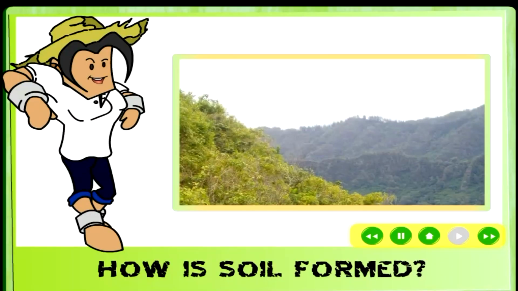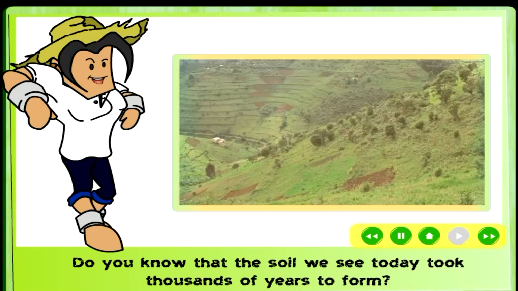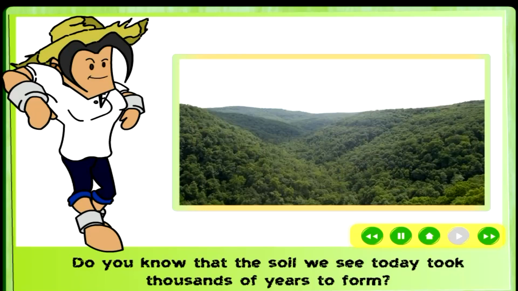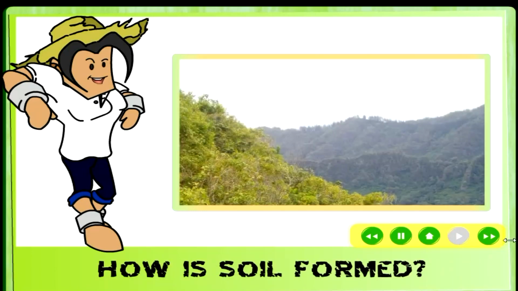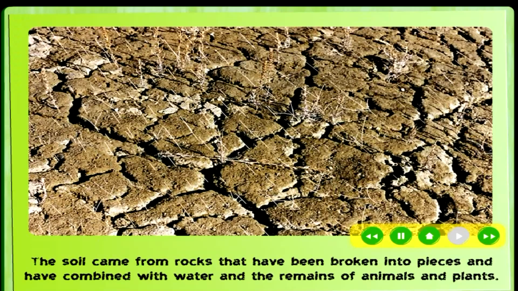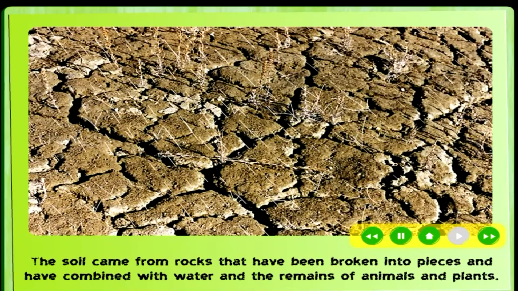How is soil formed? Do you know that the soil we see today took thousands of years to form? How is soil formed? The soil came from rocks that have been broken into pieces and have combined with water and the remains of animals and plants.